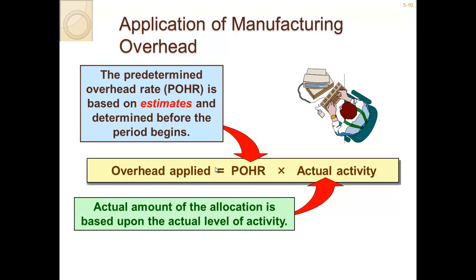Then when we go ahead and actually apply the overhead for that job as it's happening, we take the predetermined rate, our POHR, predetermined overhead rate, times actual activity. Originally, we just estimated activity, but obviously if we're completing the job, we know what actual activity is.